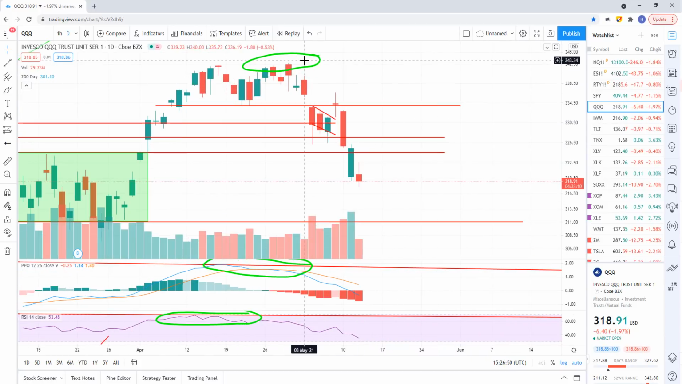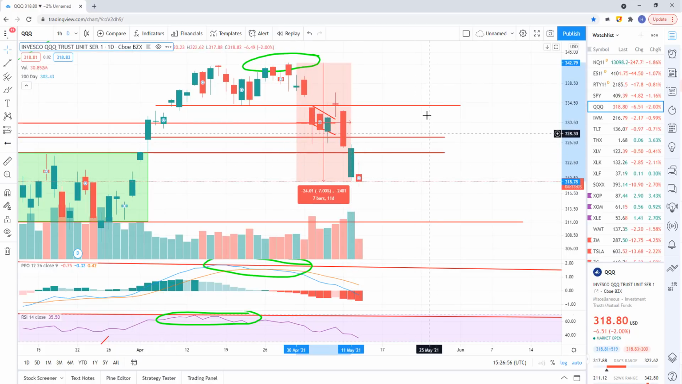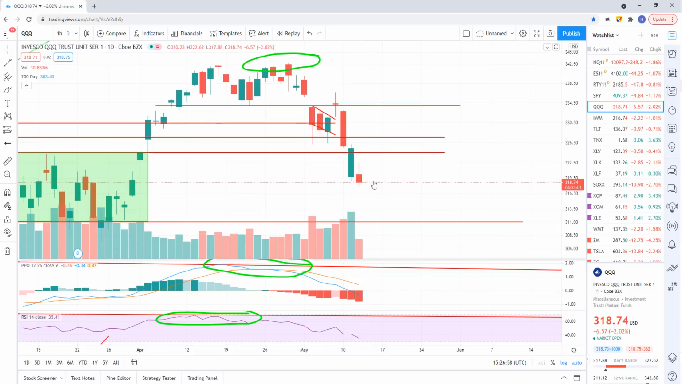And that's what we've seen so far. So there's your divergent high, and since we had that divergent high, we've corrected 7%. And it looks like we're going lower. So down to 311 next is what I see in the triple Qs.